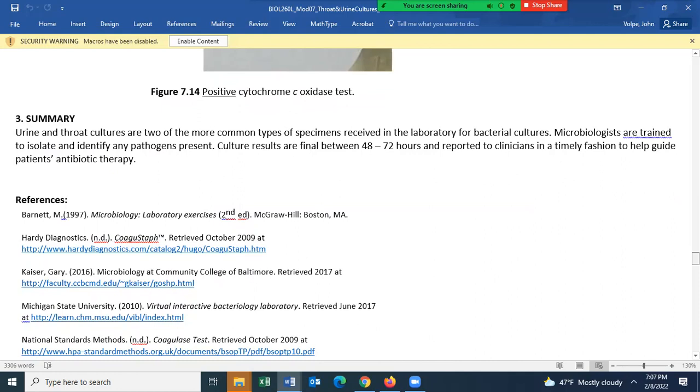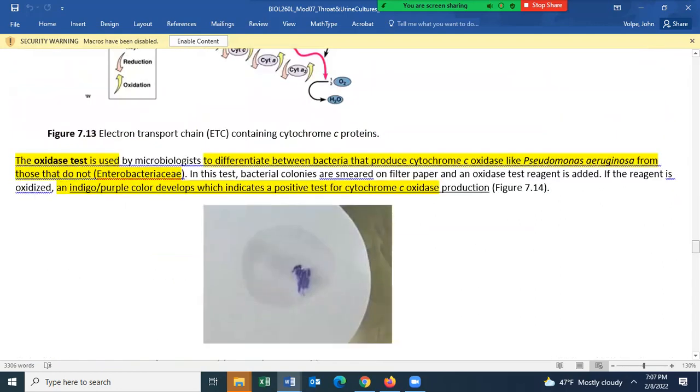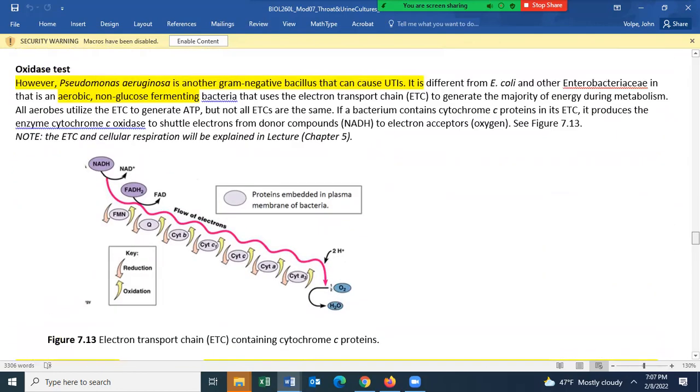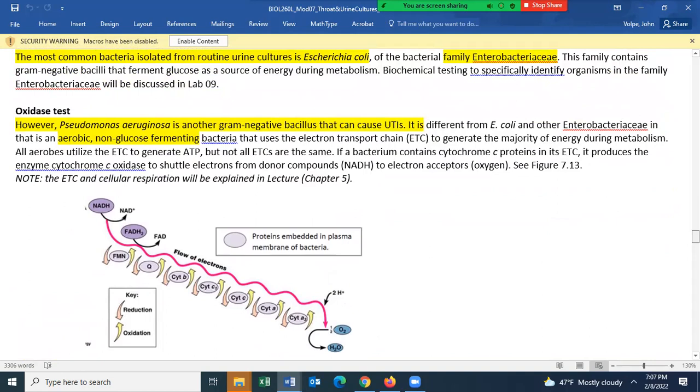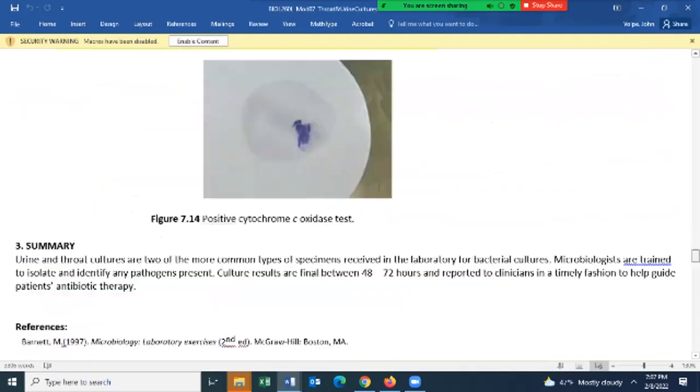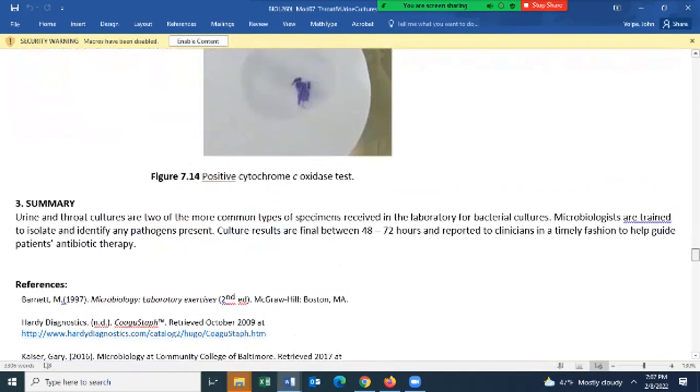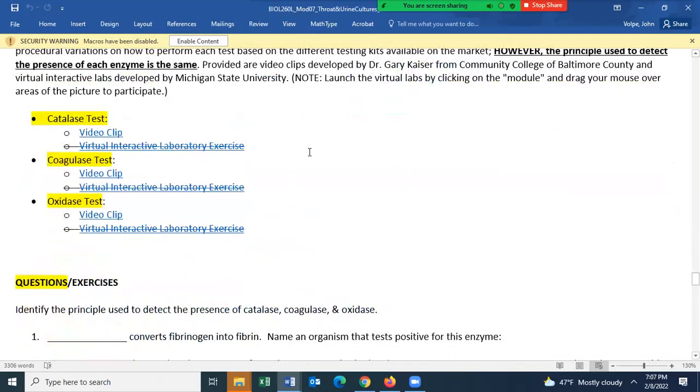All right, any questions about the urinary test? The growing urinary pathogens. I guess I'll word it that way. If not, there's a summary. You can read through that. And there's a few terms you need to know.